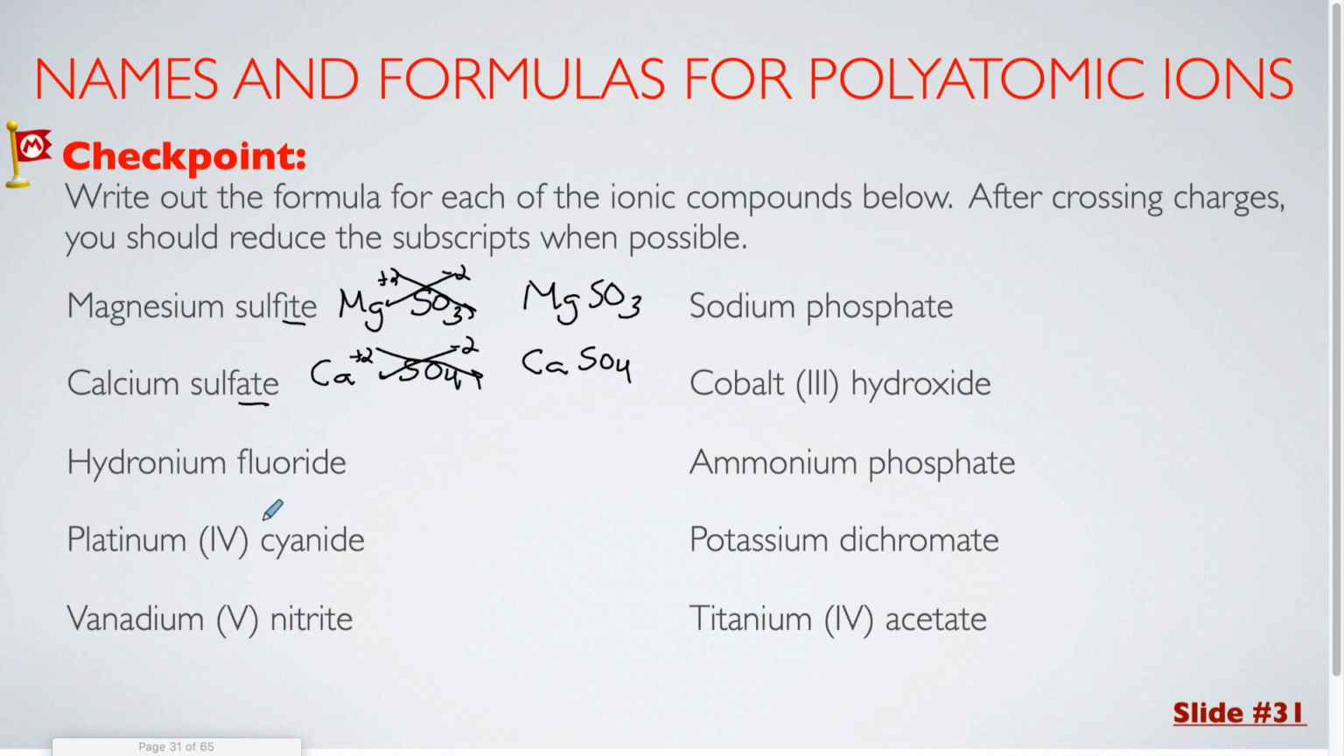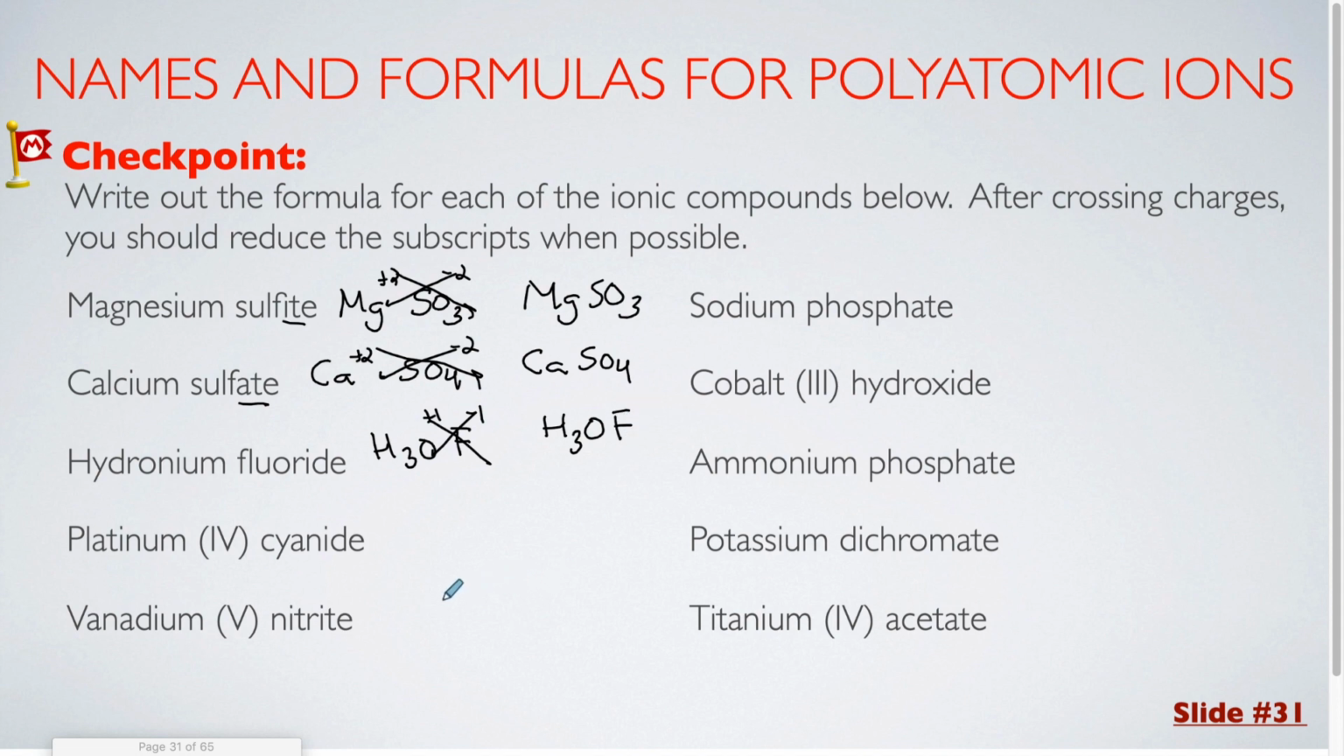In our next example, we have hydronium. This is a positive polyatomic ion. It's H3O with a +1 charge. Fluoride refers to fluorine with a -1. The two ones cross down, and ones do not need to be written in the formula. So I have H3OF.